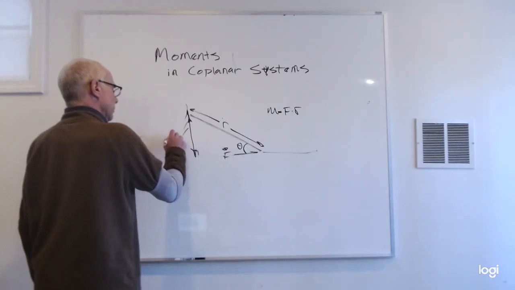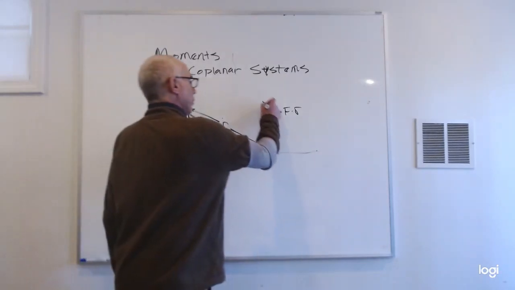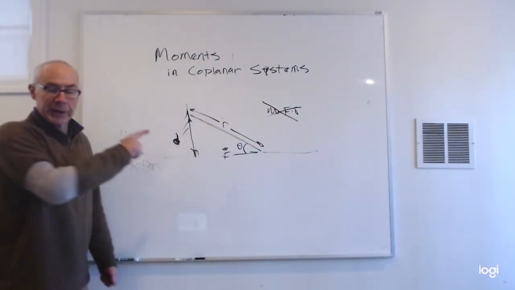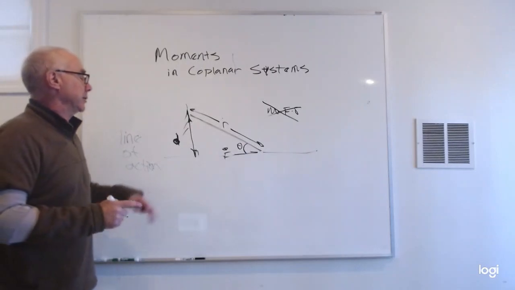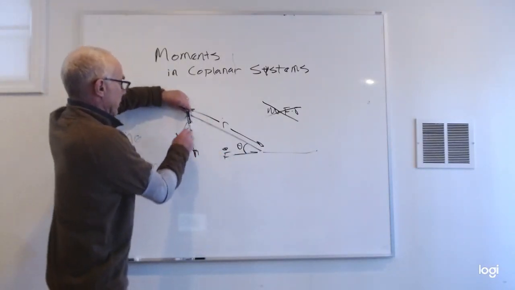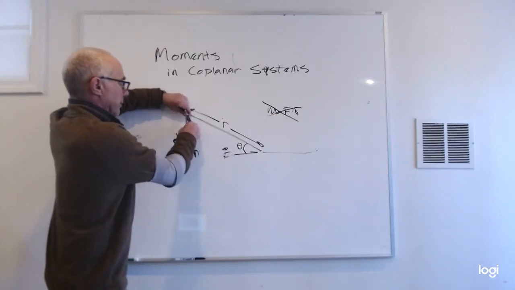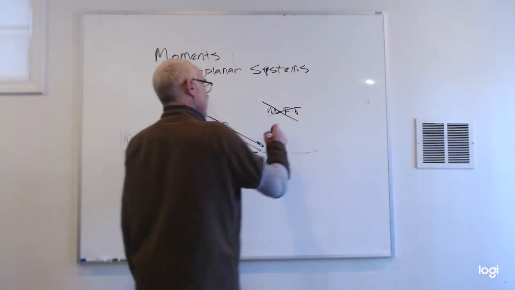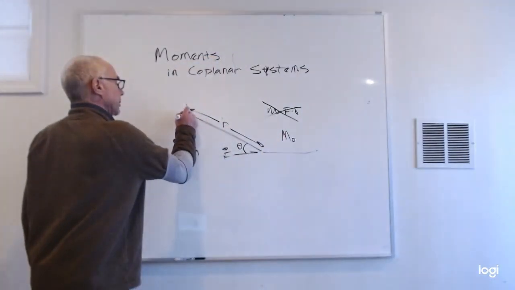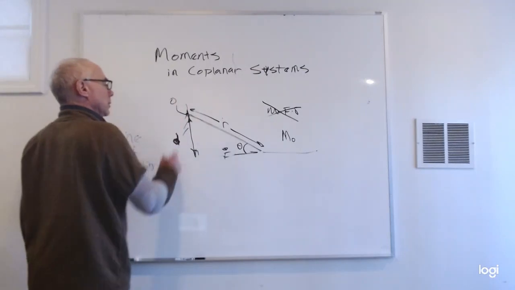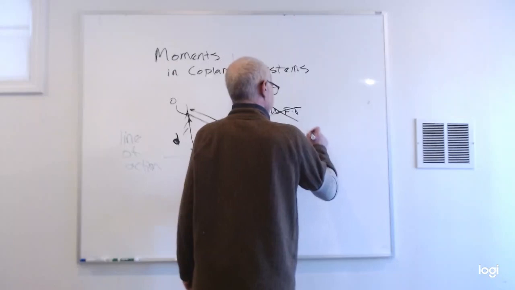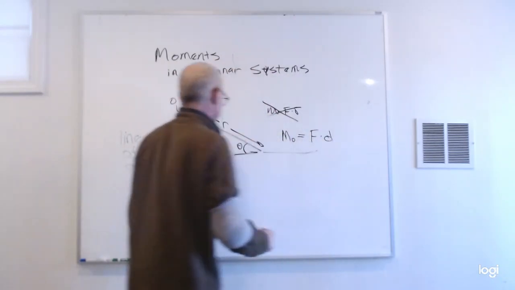lowercase d. We know that the force times our perpendicular distance is in fact the magnitude. And this time, what direction is it going? Counterclockwise, so that's okay, it's going to be positive. So the magnitude of this moment about my point O, which I'm going to draw right here, this is point O, equals the force times distance.